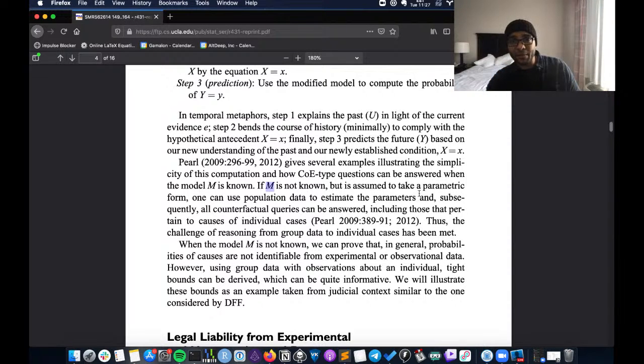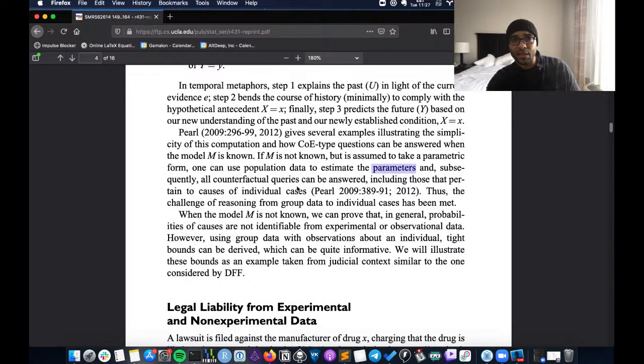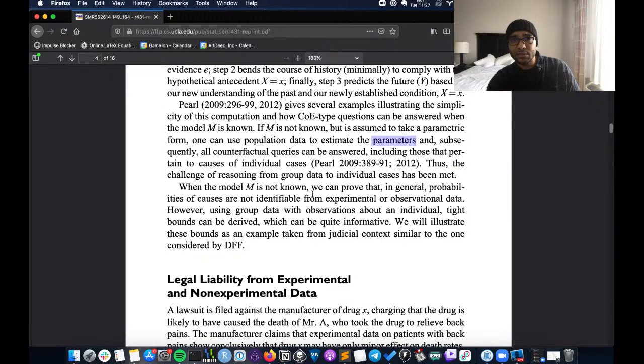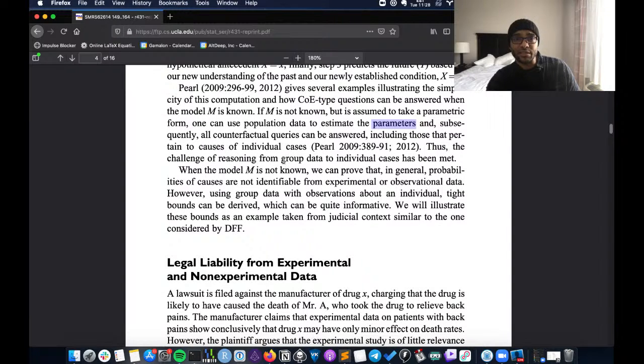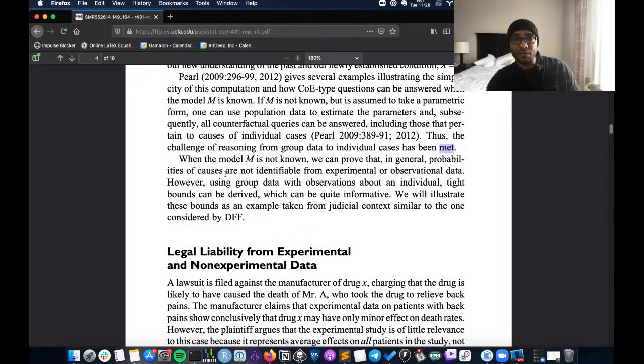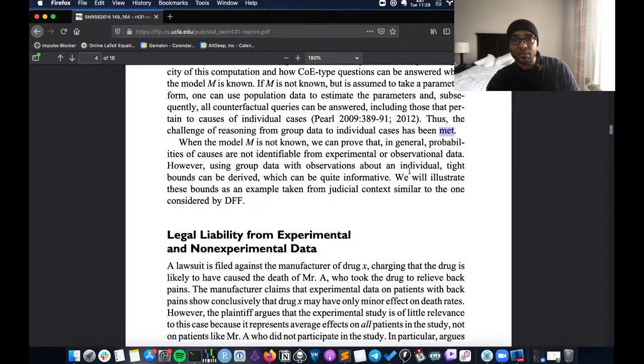But if we have a parametric model, then we can train it on some data, right? We can estimate the parameters, including those that pertain to causes of individual cases. You can train this on observational data. Thus, the challenge of reasoning from group data to individual cases has been met. When the model is not known, we can prove that in general, probability of causes is not identifiable from experimental or observational data.